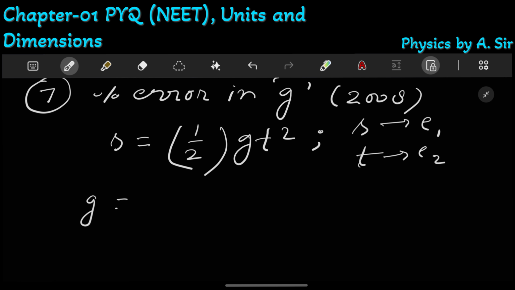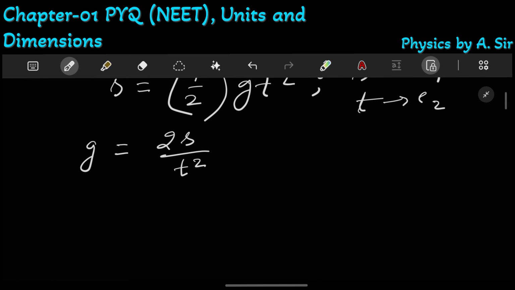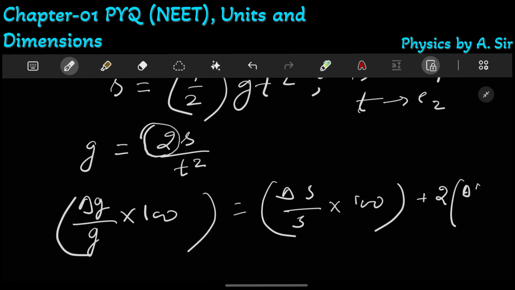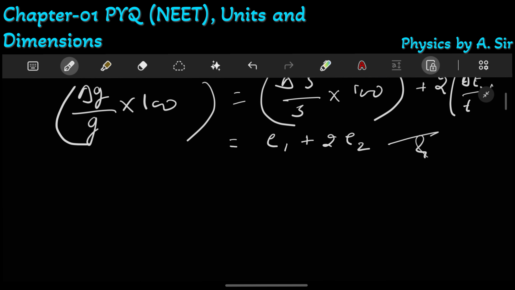G, according to this formula, Z is 2S over T square, and by calculating the percentage error, we have neglected the integer number. Del Z by del G into 100, similar to the last question, is del S by S into 100 plus 2 into del T over T into 100. So it is small e1 plus 2 into small e2. That's it. Now let's move on to question number 8.